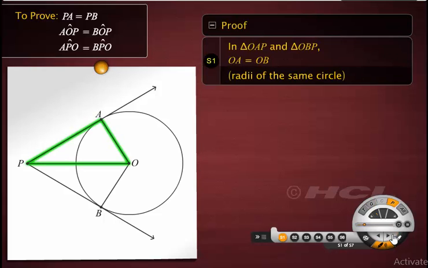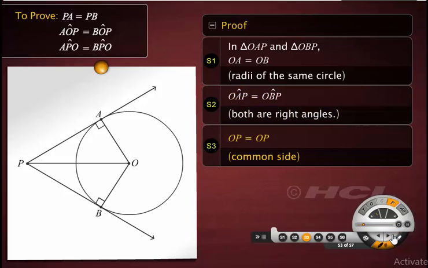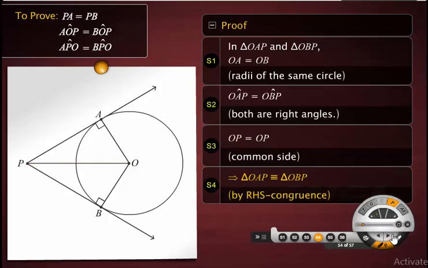In triangles OAP and OBP, OA and OB are the radii of the same circle and hence are equal. As a tangent is perpendicular to the radius of a circle at the point of contact, angle OAP and angle OBP each measure 90 degrees and therefore are equal to each other. Also, side OP is common to both the triangles. Thus, the two triangles OAP and OBP are congruent to each other by the axiom of RHS congruency.